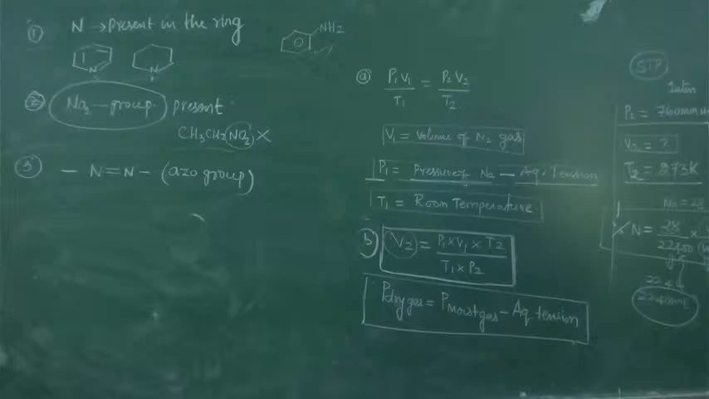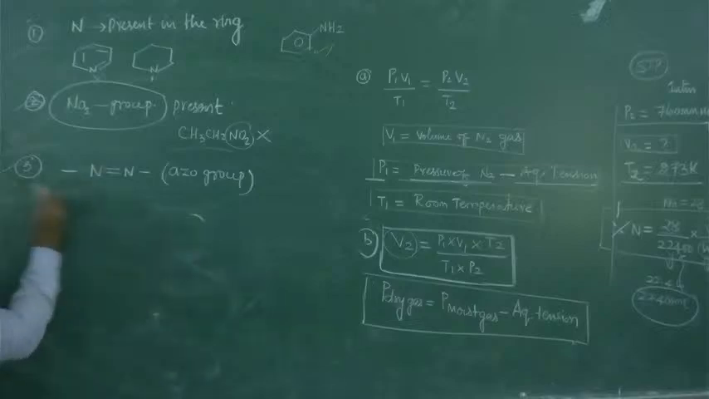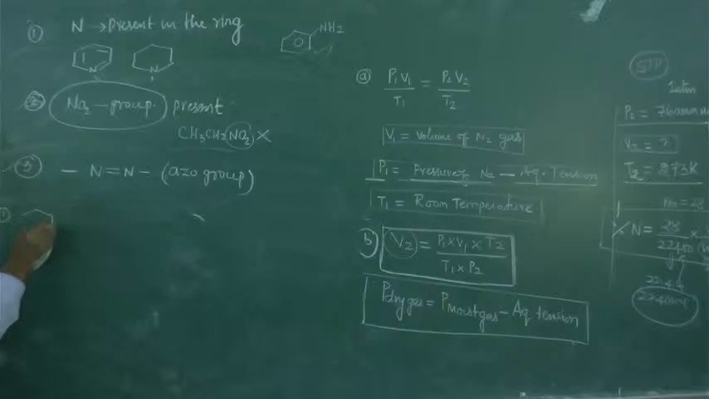What group is an azo group? Azo group means N double bond N, and this nitrogen cannot be estimated by Kjeldahl's method. Is it clear? Examples. These things you have to go through in previous year questions. For example, which of the following compounds has nitrogen that can be estimated by Kjeldahl's method? I will give the options. Can you estimate this?